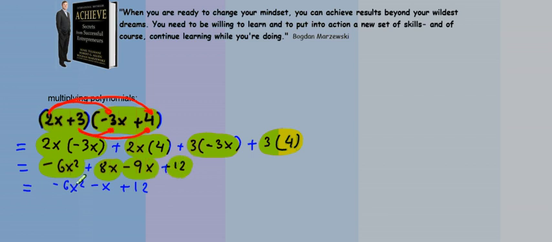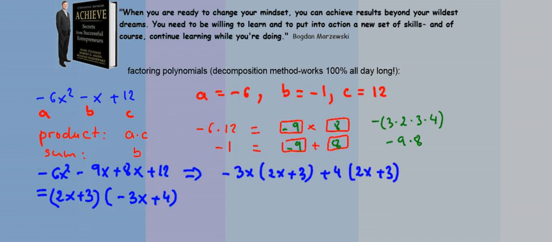Combine like terms. So negative 6x squared stays by itself. These two above will result with negative x, and 12 is repeated. Just copy down.